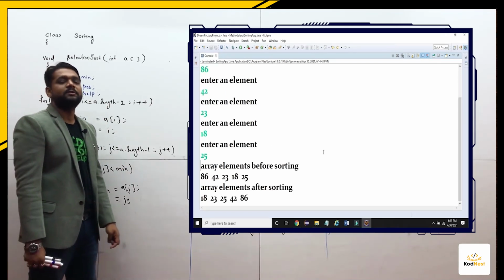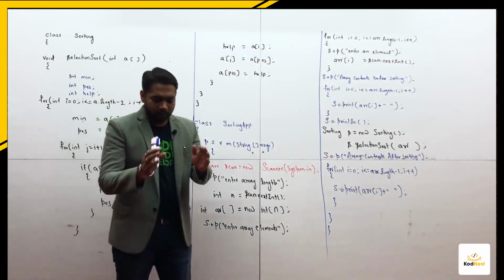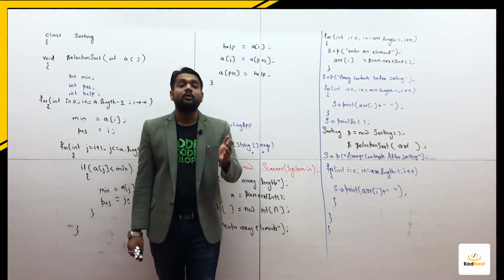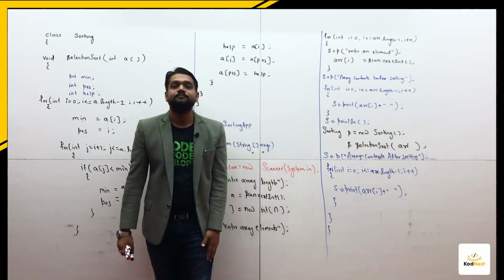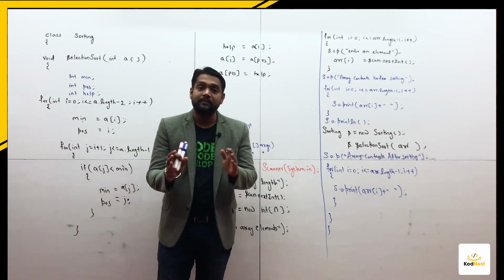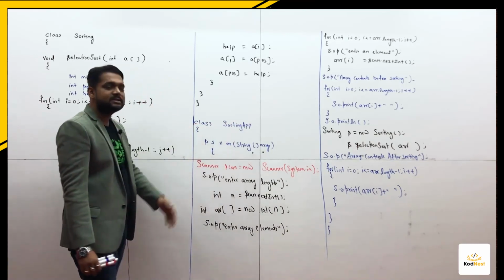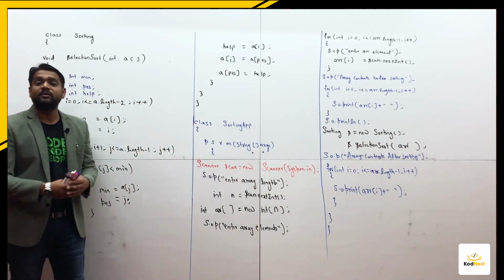Like this, the elements are sorted. I hope I am completely clear about the selection sort algorithm and converting that algorithm to a program. Copy this as it is. We will be stopping this session here.